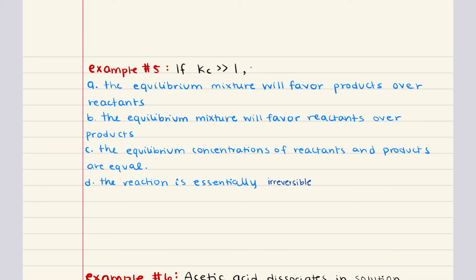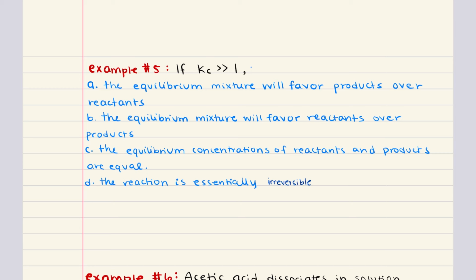Problem 5 says if the equilibrium constant is greater than 1, blank. Our answer choices are A, the equilibrium mixture will favor products over reactants. B, the equilibrium mixture will favor reactants over products. C, the equilibrium concentrations of reactants and products are equal. And D, the reaction is essentially irreversible.